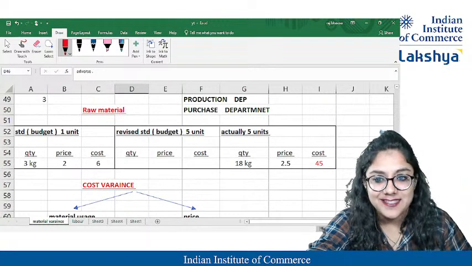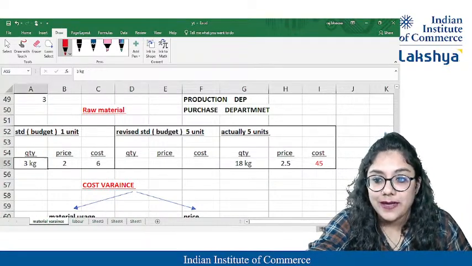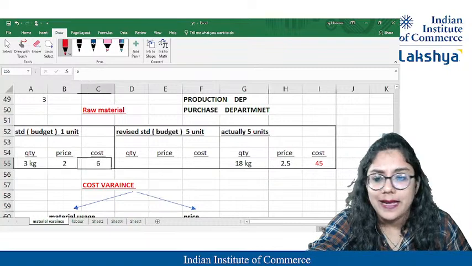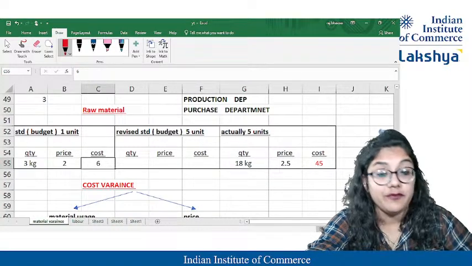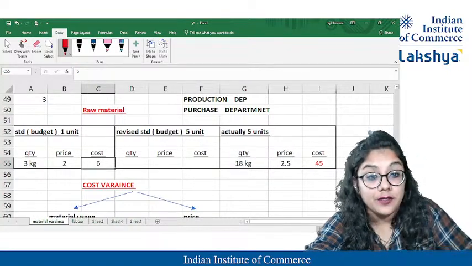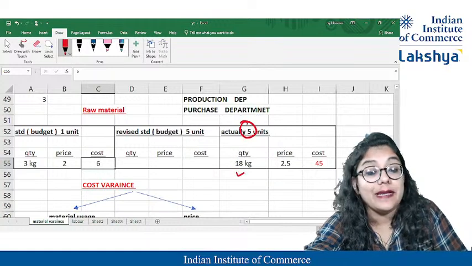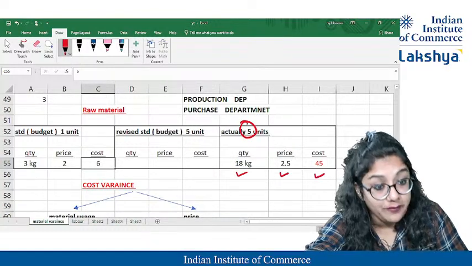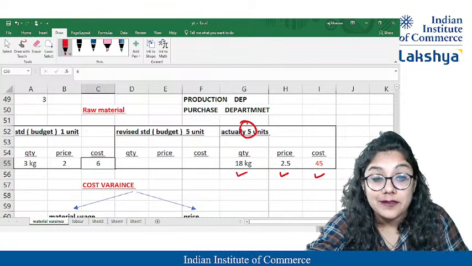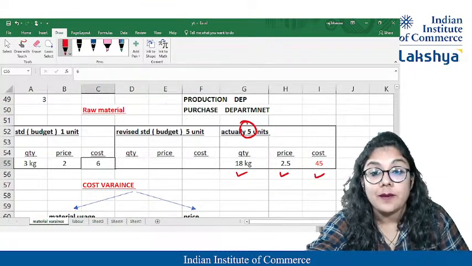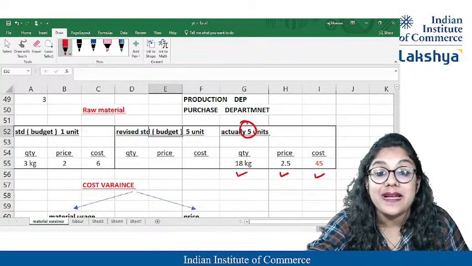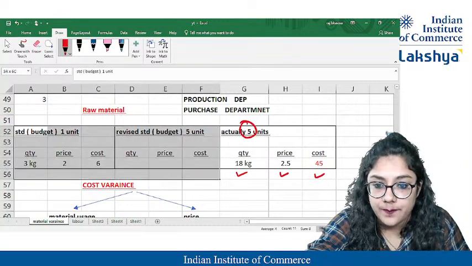Just imagine, you required 3 kg for 1 unit, at 2, so 6. And actually for 5 units, how much did I require? For 5 units, I required 18 kgs at the rate of 2.5, so 45. This is something you understand at the year end. Please make a revised standard budget for 5 units considering this.